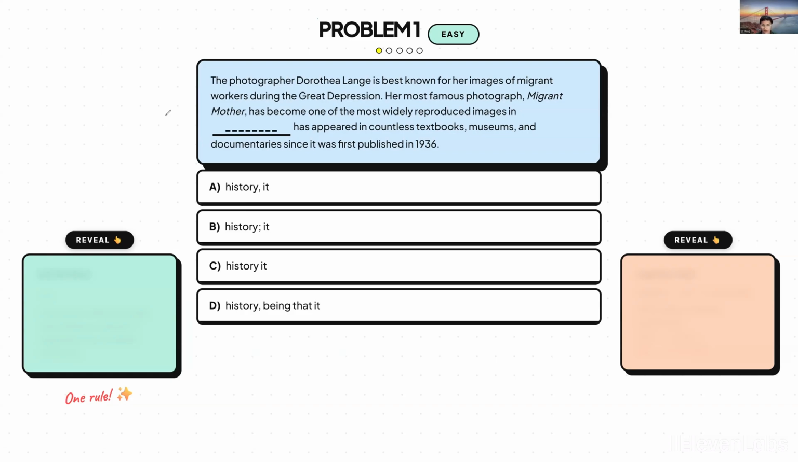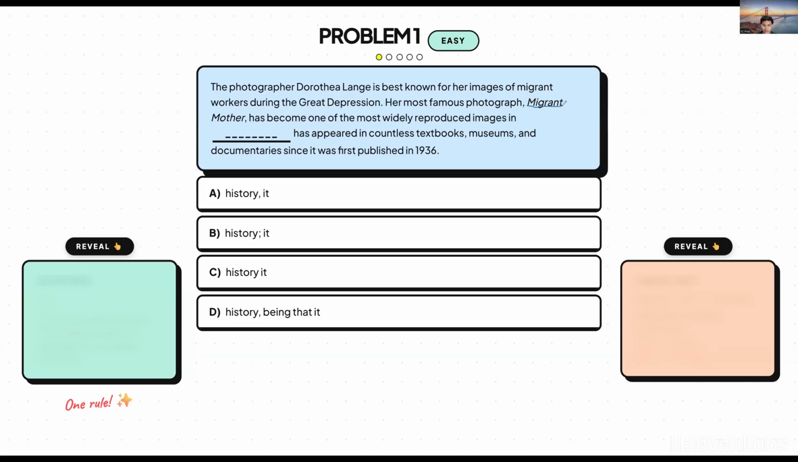Now, the first thing I want to do is get rid of the parenthetical here, which is Migrant Mother. There that goes. There that goes as well. You could read the same sentence without Migrant Mother and it would be completely correct. Her most famous photograph has become one of the most widely reproduced images in history. Then you have the second part. It has appeared in countless textbooks, museums, and documentaries since it was first published in 1936.